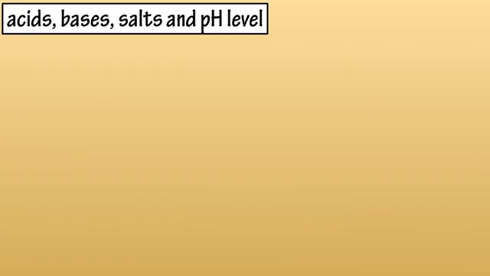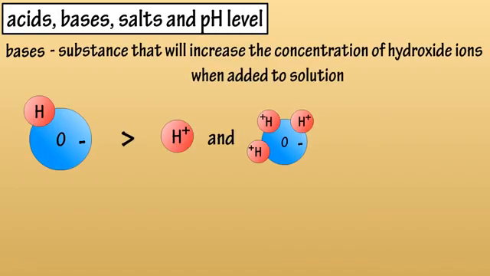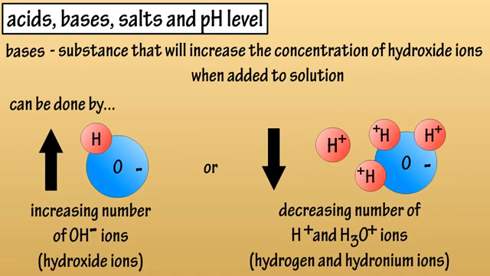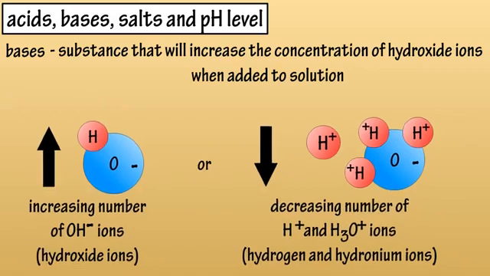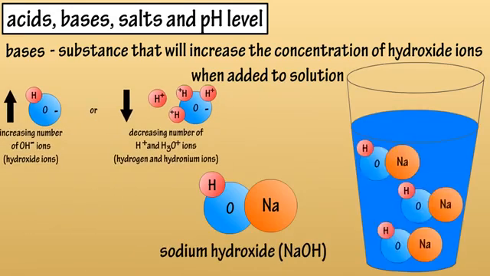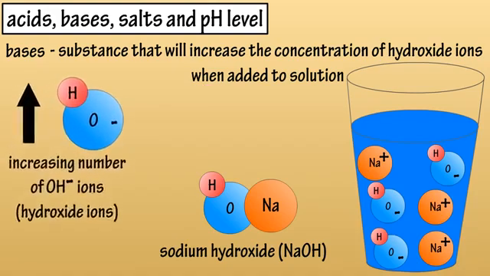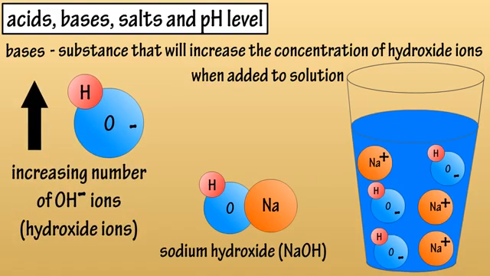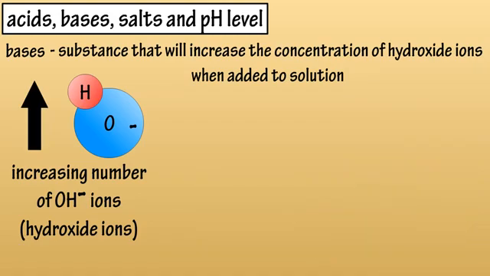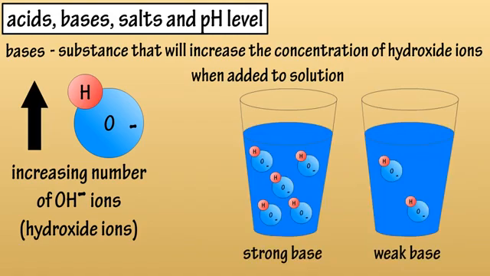Now for bases. Bases are essentially the opposites of acids in that they shift the hydrogen ion hydroxide ion balance in favor of the negative hydroxide ion. This can be done by increasing the number of hydroxide ions or decreasing the number of hydrogen ions. For instance, sodium hydroxide, or NaOH, will break down or dissociate into positive Na ions and negative OH ions. So the balance is shifted in favor of the negative hydroxide ions, meaning sodium hydroxide is a base. Bases can also be strong or weak depending on how well they break apart. Sodium hydroxide is a strong base.